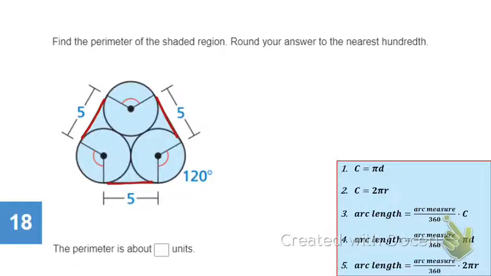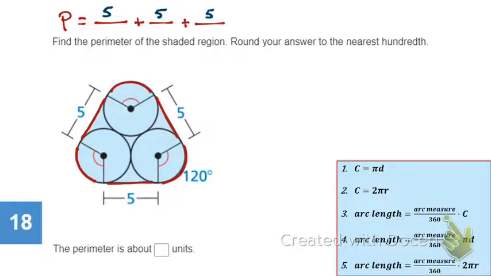So to begin our problem, we could say that the perimeter is made up of 1 line segment, 2 line segments, and 3 line segments. And each of those line segments has a length of 5. The rest of the perimeter of the shape is made up of a 120 degree arc, a second 120 degree arc, and a third 120 degree arc.